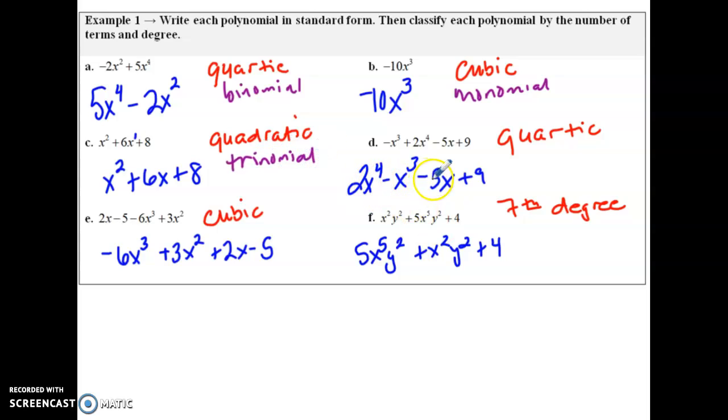Then we have 1, 2, 3, 4 terms. 1, 2, 3, 4 is how I'm counting it. So it's a polynomial. Again, 1, 2, 3, 4 terms is a polynomial. And then the last one, 1, 2, 3 terms is a trinomial.